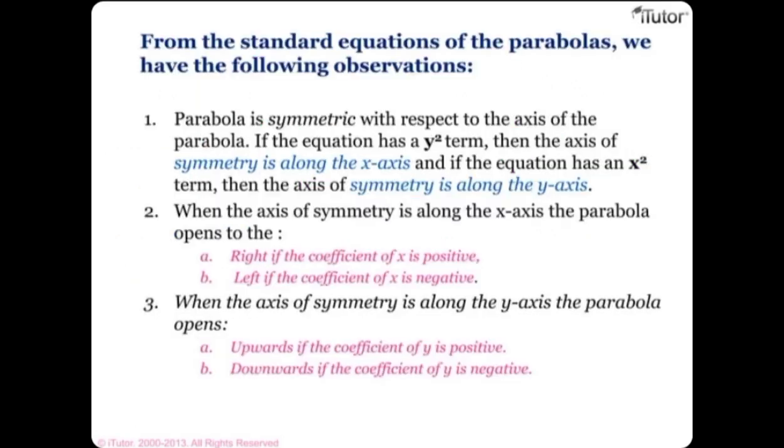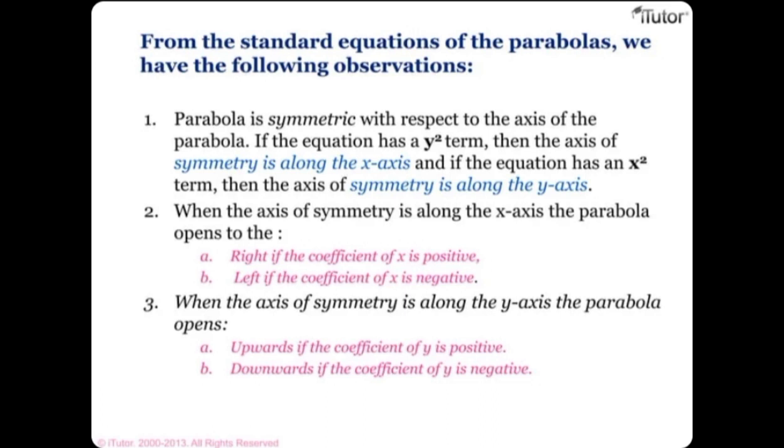From the standard equations of the parabolas, we have the following observations. Number one, the parabola is symmetric with respect to the axis of the parabola. If the equation has a y squared term, then the axis of symmetry is along the x-axis. And if the equation has an x squared term, then the axis of symmetry is along the y-axis.